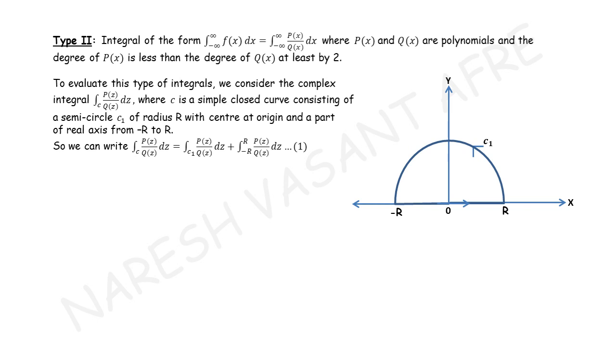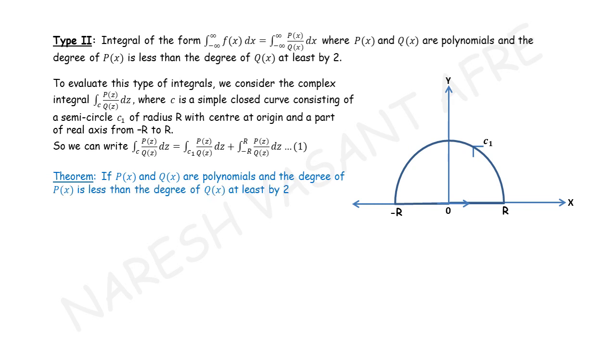Now there is a theorem that we are going to use for further calculation. It states that if p(x) and q(x) are polynomials and if the degree of p(x) is less than the degree of q(x) at least by 2, then limit R tends to infinity integral p(z) by q(z) dz over C1 is 0. Note that this C1 is the same as the C1 that is defined above.